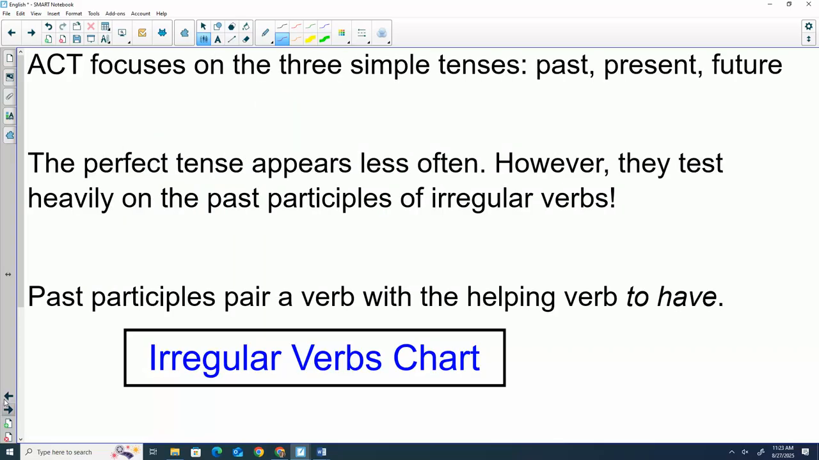On the ACT, you guys know there's different tenses for our words. They mostly focus on past, present, and future.